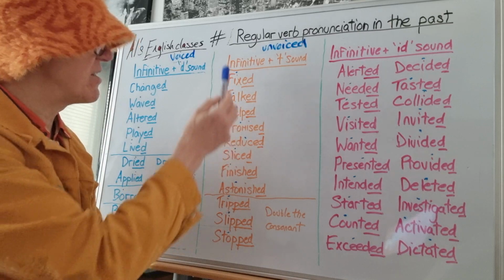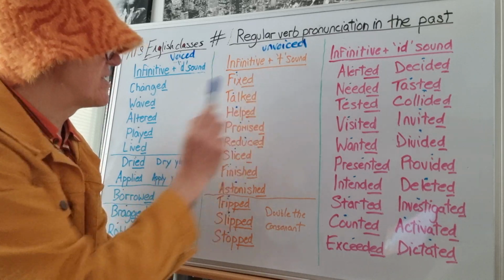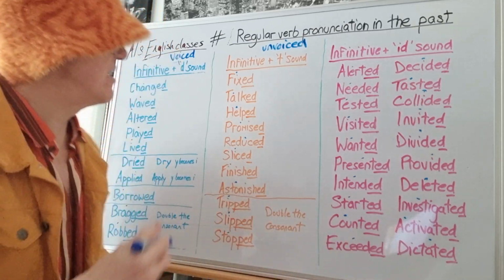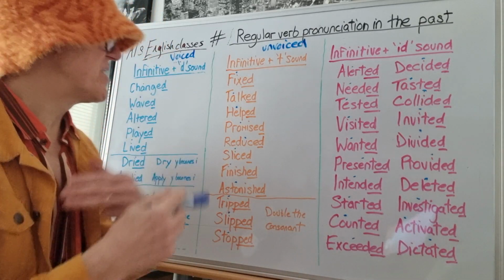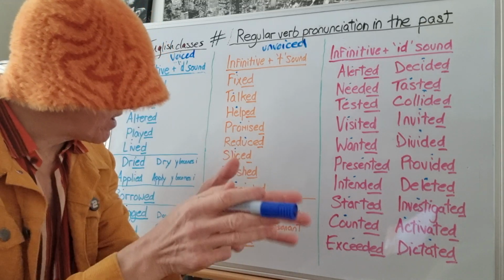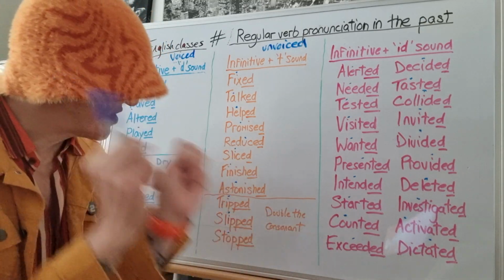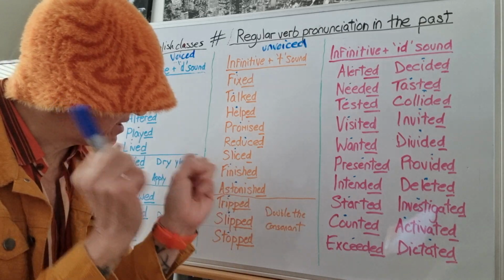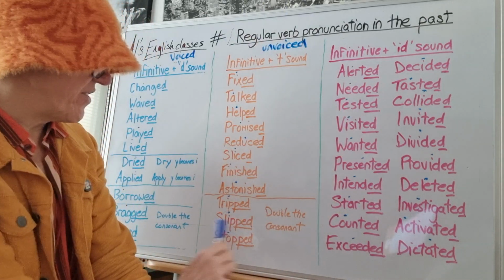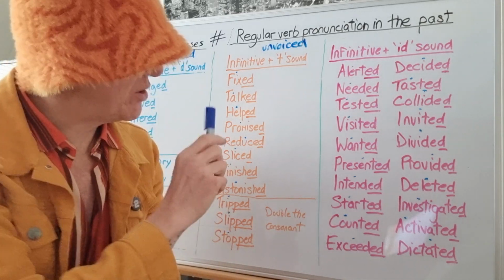And there's the stress marks. Fixed, talked. Remember to pronounce the infinitive completely. Fixed, talked, helped, promised, reduced, sliced, finished, astonished, tripped, slipped, stopped. There we go. Double the consonant for these ones. We'll do a video about that, don't worry.